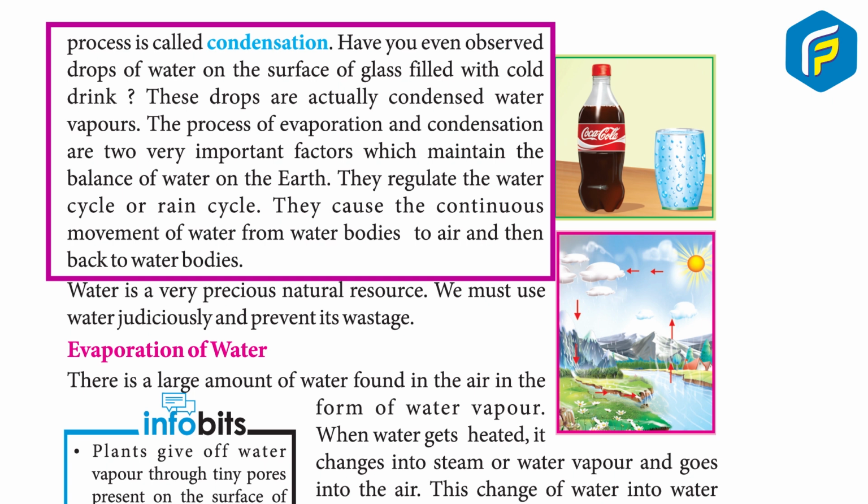The processes of evaporation and condensation are two very important factors which maintain the balance of water on the Earth. They regulate the water cycle or rain cycle. They cause the continuous movement of water from water bodies to air and then back to water bodies.